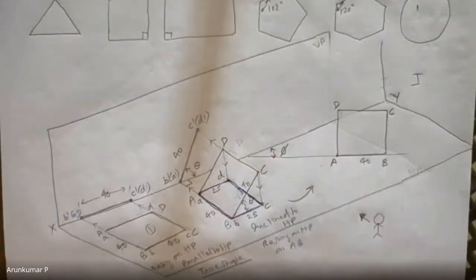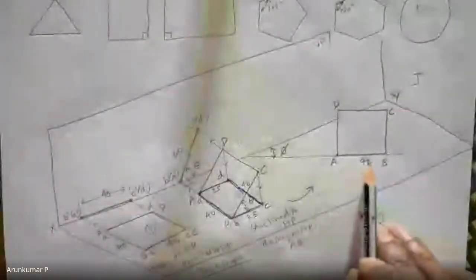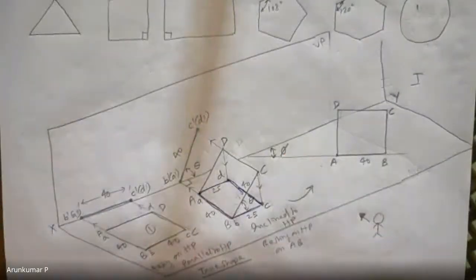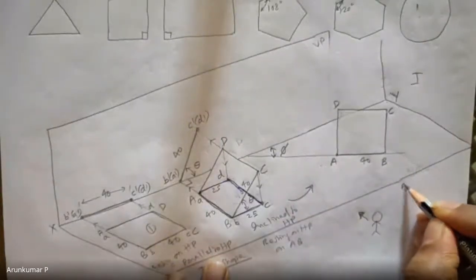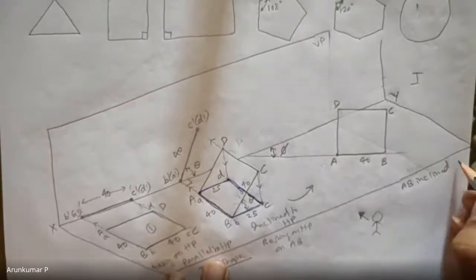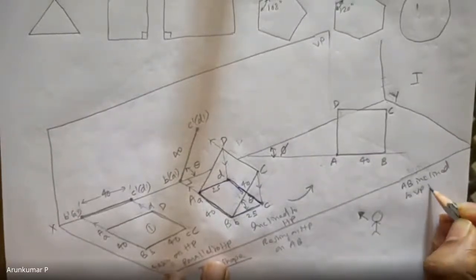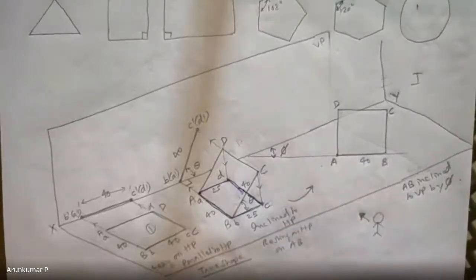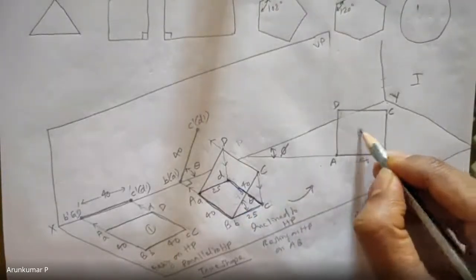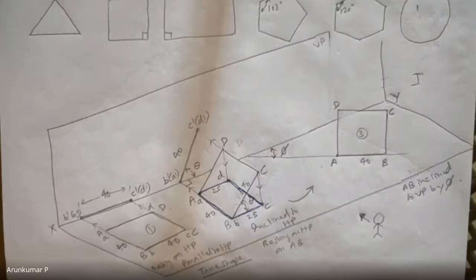So this is what you may get. Okay. Now we can say that the edge AB is inclined at some angle to VP. So this is, you can say, the edge AB inclined to VP by phi. So this is your third step in general. You can call this step number 3 or condition number 3.